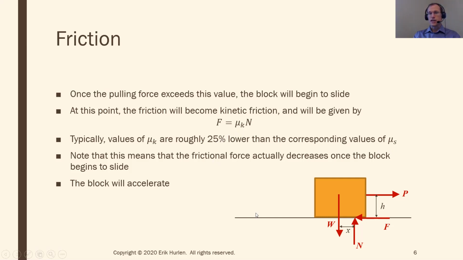So essentially my box is going to accelerate. I have some value of P that's at least 25% bigger than F. And so that's going to be an overall force to the right, and this box is going to slide.